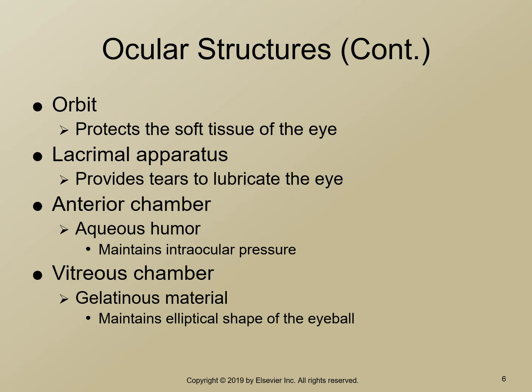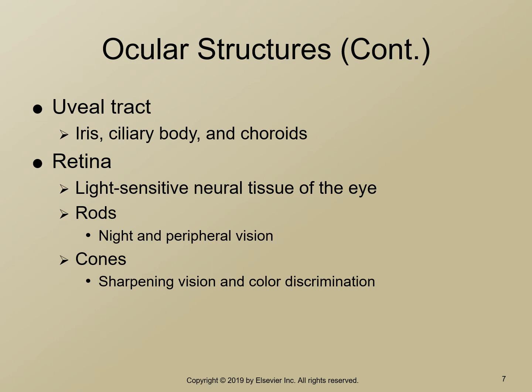Additional ocular structures discussed include the orbit that protects the soft tissue of the eye, the lacrimal apparatus that provides tears to lubricate the eye, the anterior chamber that maintains intraocular pressure, and the vitreous chamber that maintains the elliptical shape of the eyeball. The uveal tract includes the iris, ciliary body, and choroid, and the retina is the light-sensitive neural tissue of the eye.